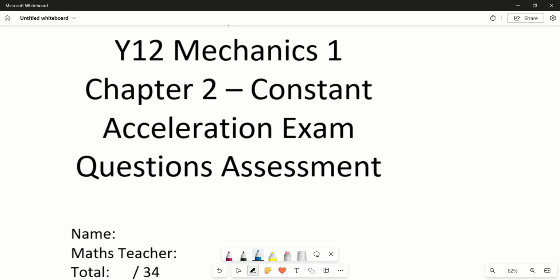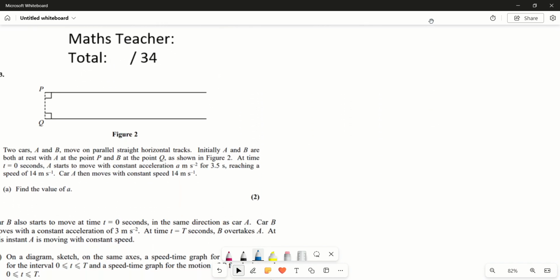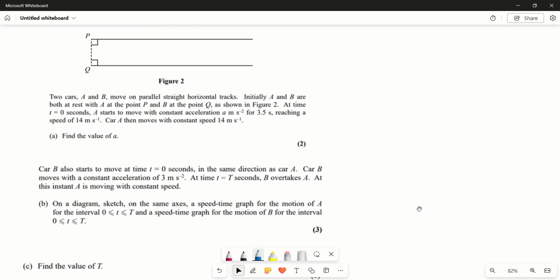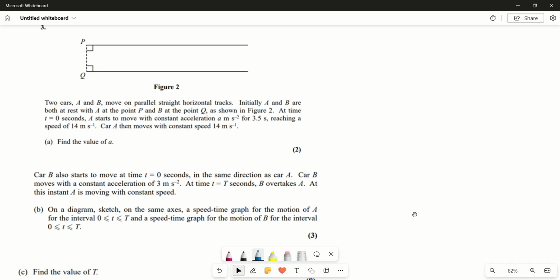Okay, this is Year 12 Mechanics 1 Chapter 2. I'm going through question 3 from your assessment paper. So we have two cars A and B moving on a parallel straight horizontal track. Initially A and B are both at rest, and at time t equals 0 seconds, A starts to move with constant acceleration for 3.5 seconds, reaching a speed of 14.